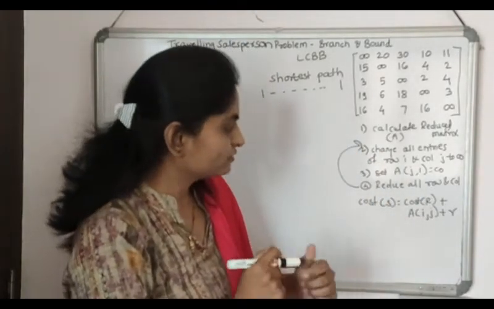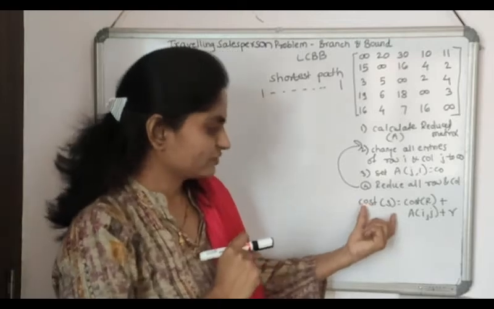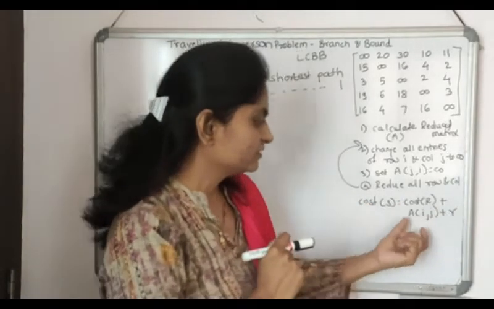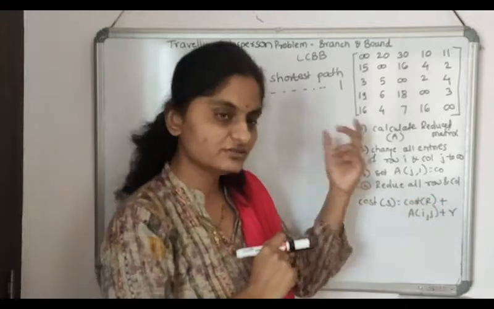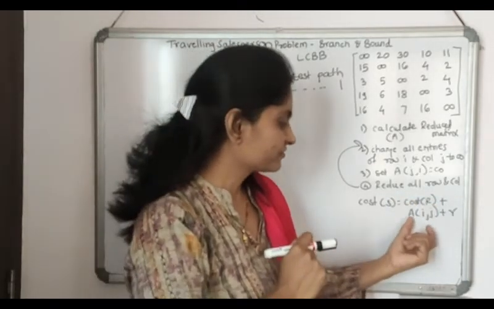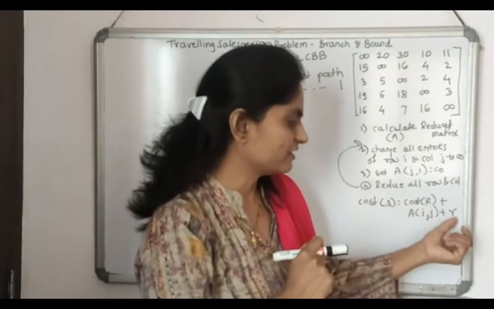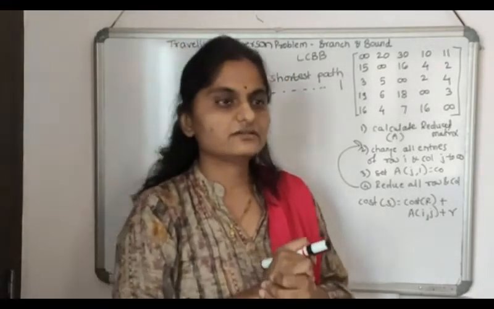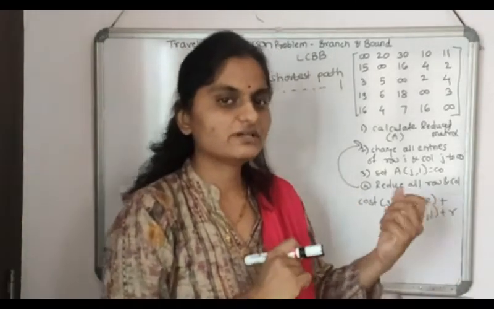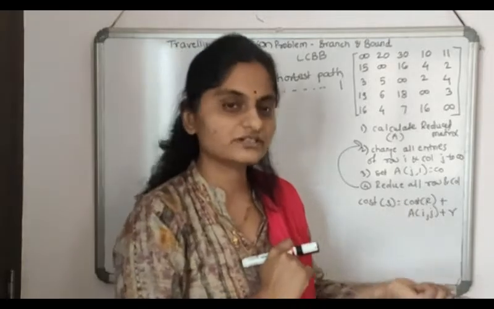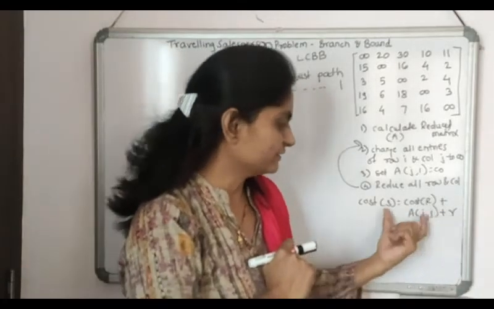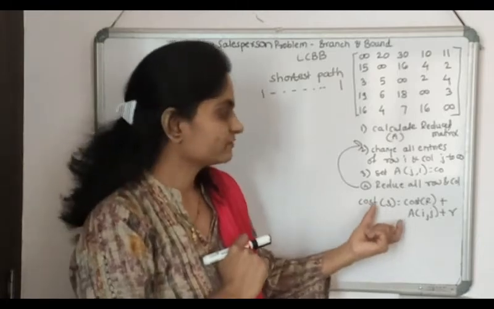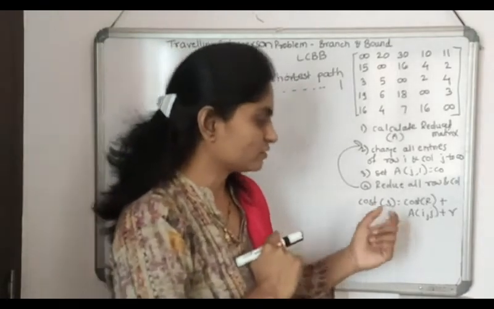Then to calculate the cost of that reduced matrix: cost of the previous reduced matrix R, plus cost of A of ij, plus R, that is the row and column reductions applied. Calculate the sum of all the row and column reductions and add it to them. Okay, these are the 4 main points to calculate the cost.